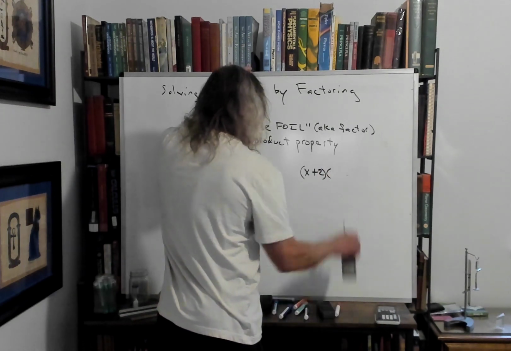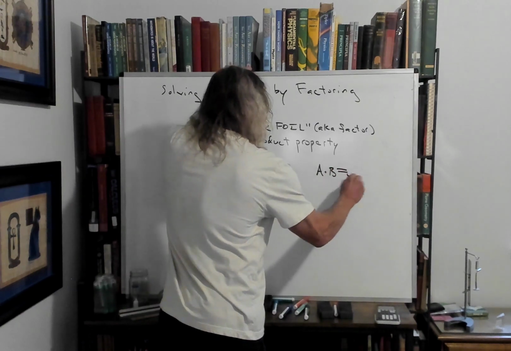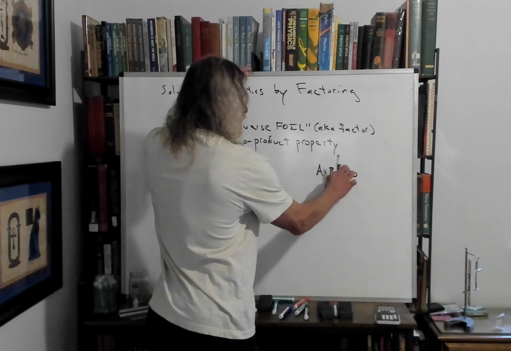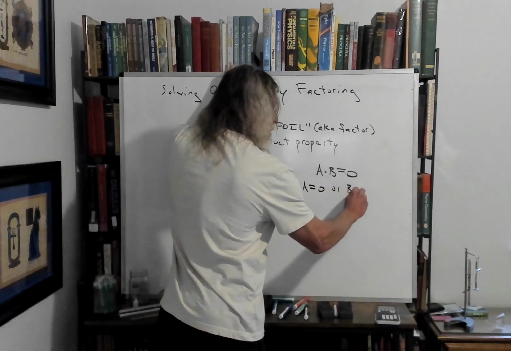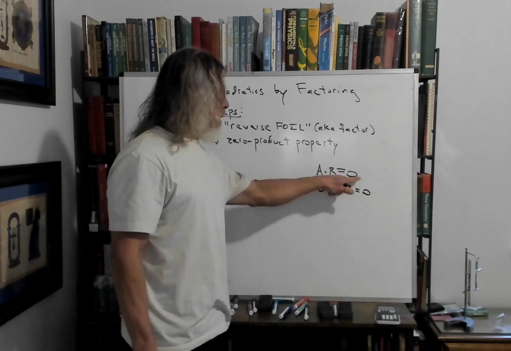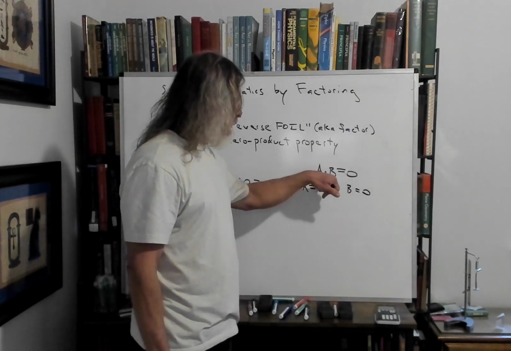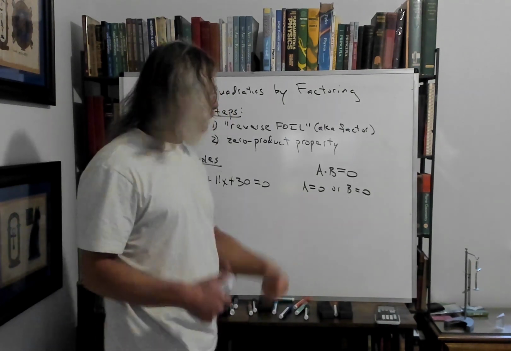First of all, zero product property: you multiply things to get 0. That means one is 0, or the other has to be 0 for this to work. 0 times anything is 0. Anything times 0 is 0. So as long as one of these is 0, we're good.